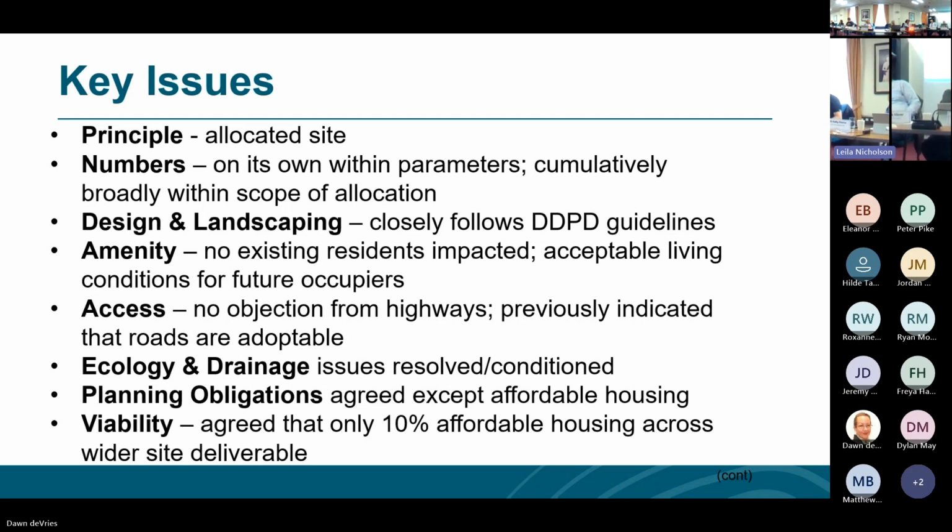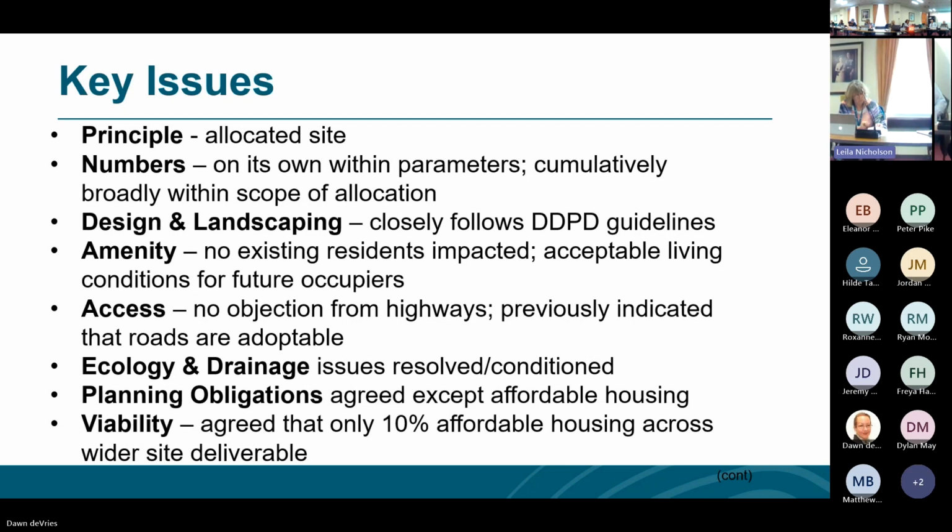And we are looking at ecological safeguarding conditions and obviously the drainage conditions to ensure that is delivered as per our consultees' concerns. All planning obligations that have been requested have been agreed with the exception of affordable housing. And there we get to the rub in terms of viability.